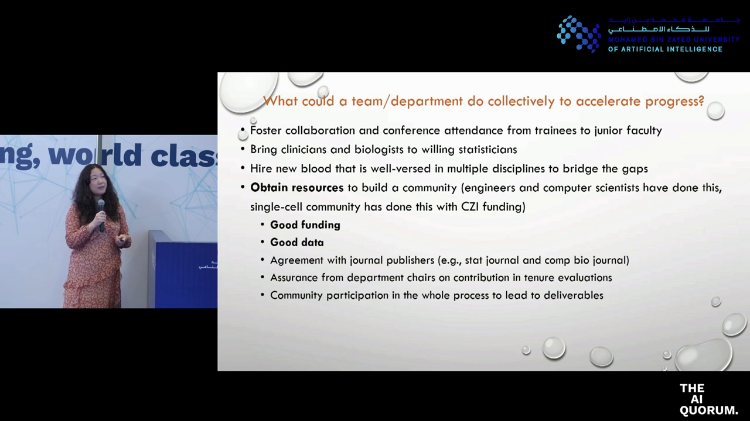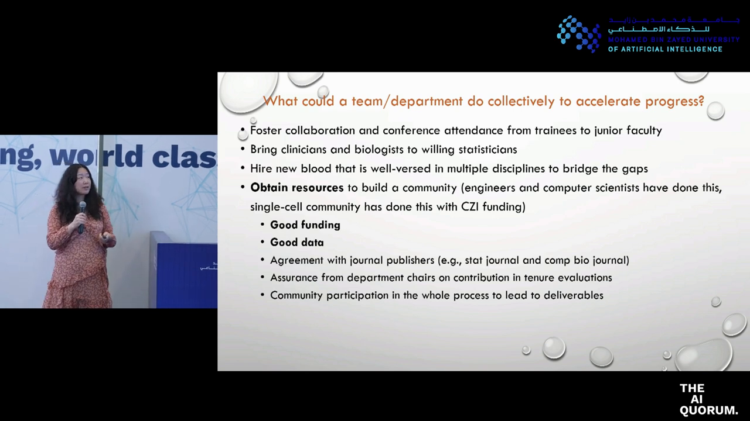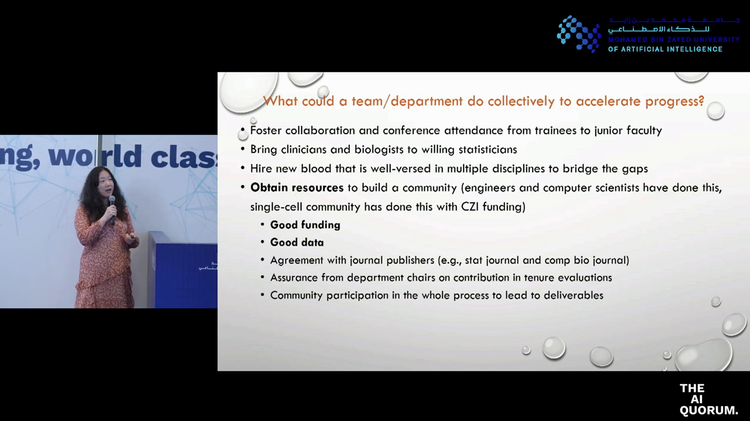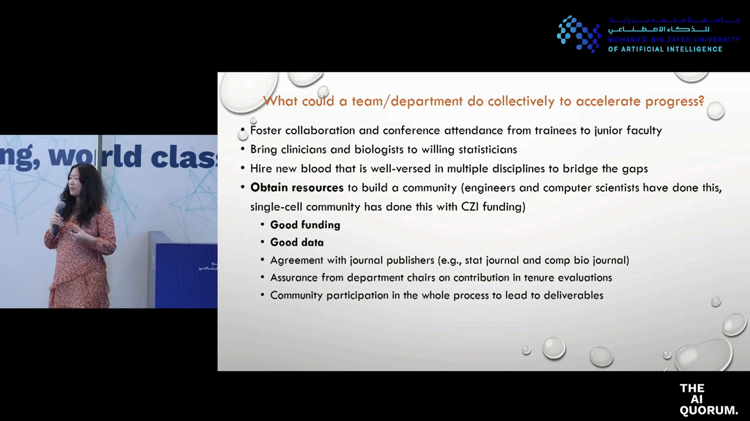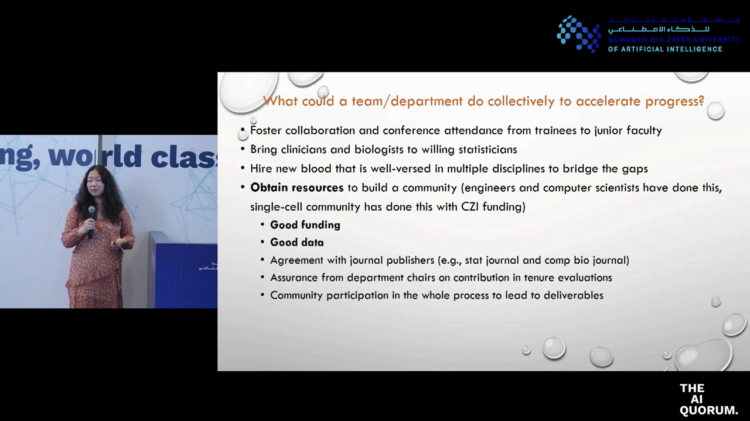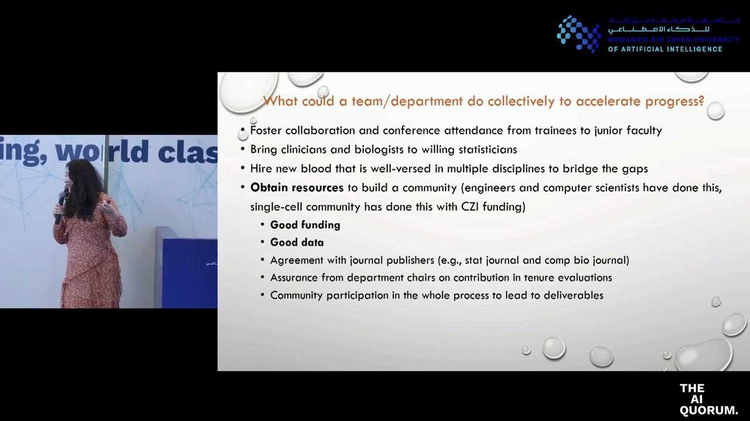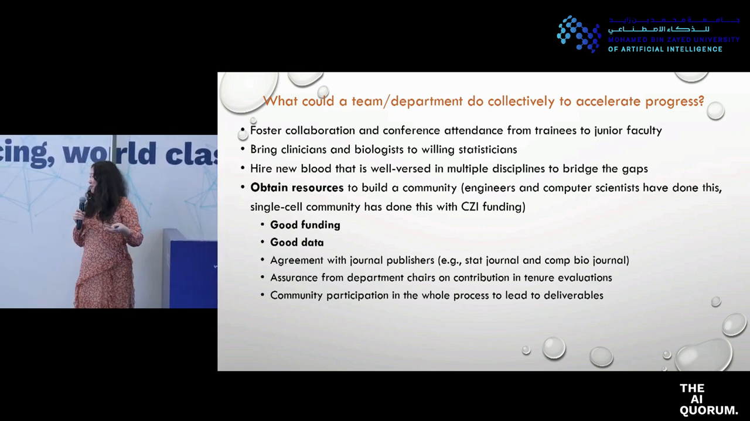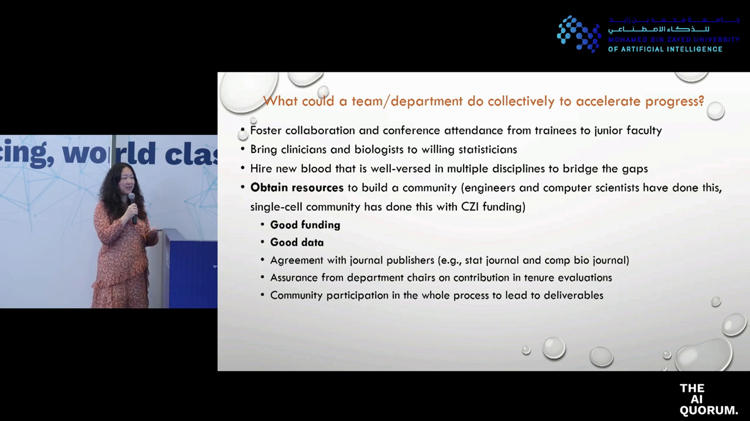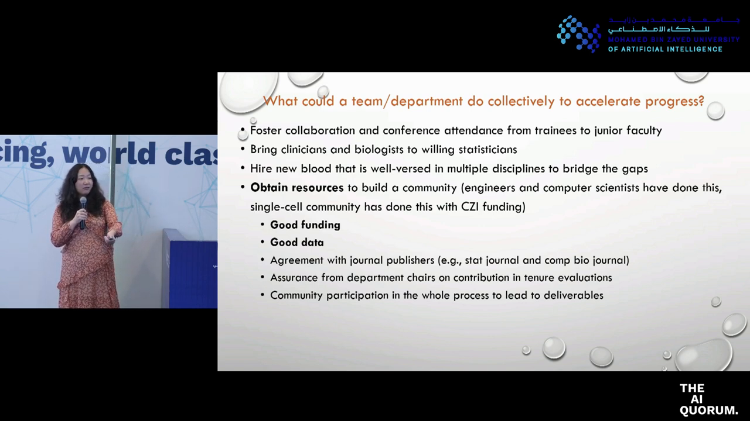And what would a team and a department do? Other than fostering collaborations, the senior scientist should bring the willing collaborators, clinicians and biologists, to the willing statisticians. I think most importantly we need to obtain resources to build a community that starts out with good funding and good data. And that's always what attracts the first few, so let's start building the community. We need startup money, right? So let's say we build a startup company. We talk to the VCs, we talk to the angels, and we get enough resources to get things started. And also we want to ensure deliverables and products.